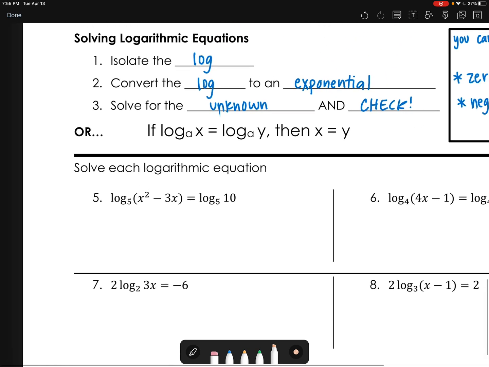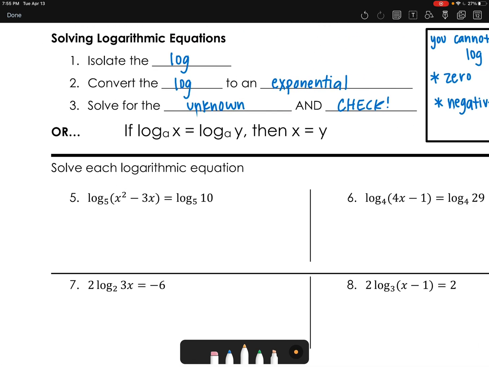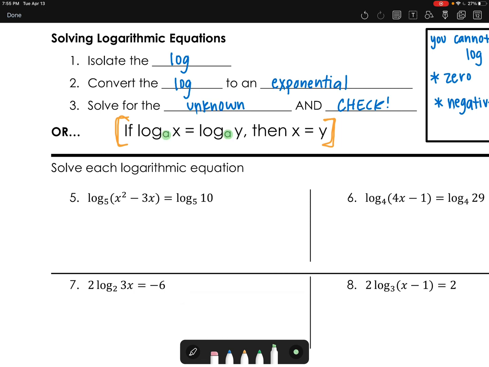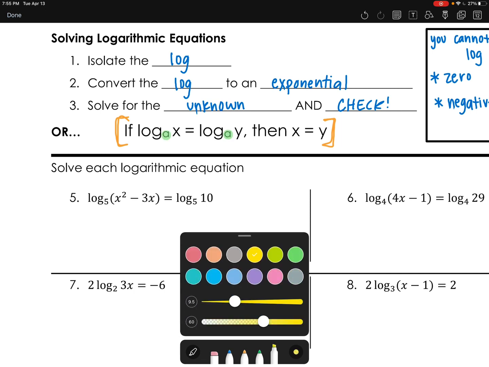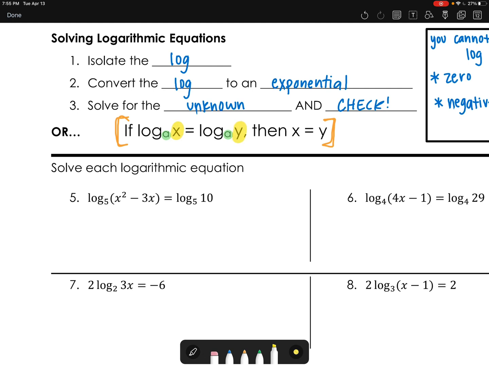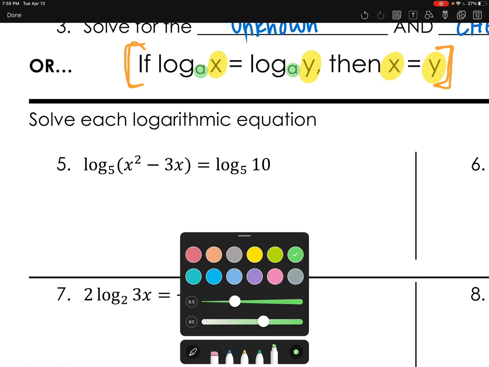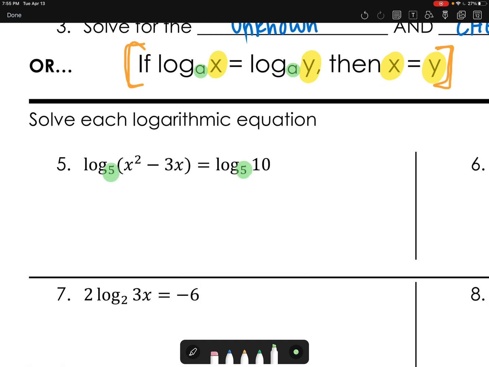One thing I forgot to mention is this last awesome property that is very similar to the one we just talked about earlier, whereas if your bases match, A and A right here, then your arguments are equal to each other. And so just like in number 5, we see that our bases match each other, and so that means we can set our arguments equal to each other.